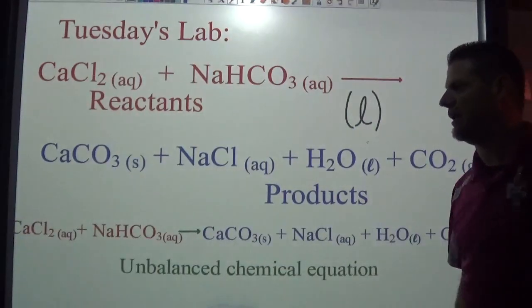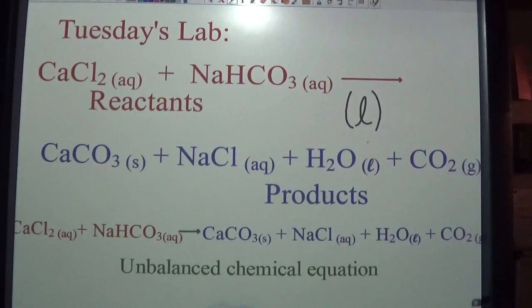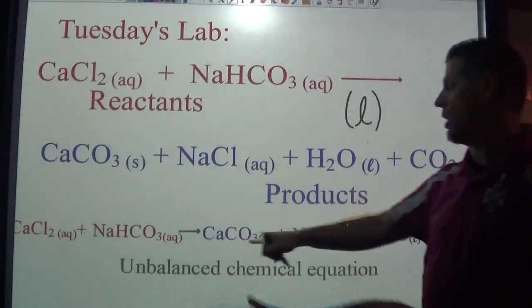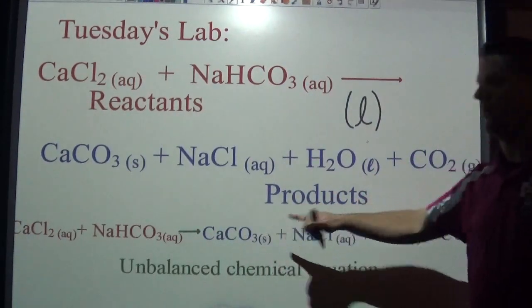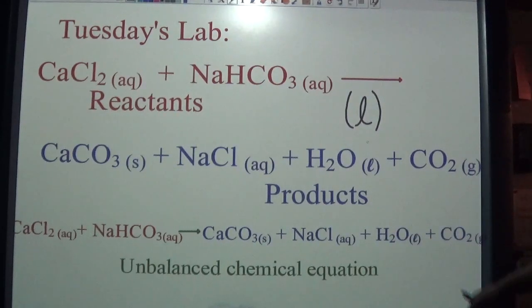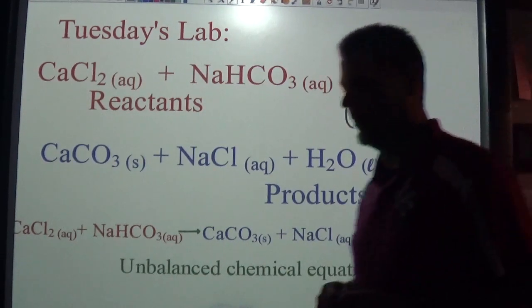And what ends up happening to make it so you can actually see it on the screen is, I shrunk it down. We have aqueous calcium chloride reacting with aqueous sodium bicarbonate to make solid calcium carbonate, aqueous sodium chloride, water, and carbon dioxide gas. This would be an unbalanced chemical equation. And as you look at this closely, you should be able to recognize that there's not the same numbers of atoms of all of the elements on both sides. I'll just point it out for you right quick.